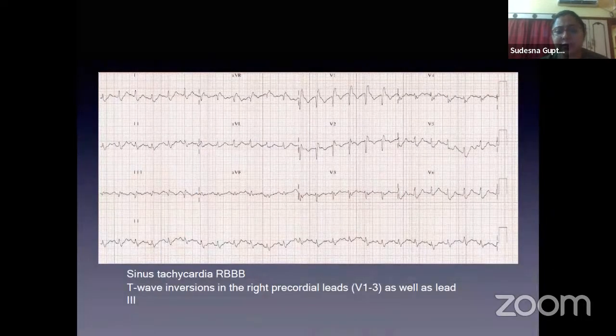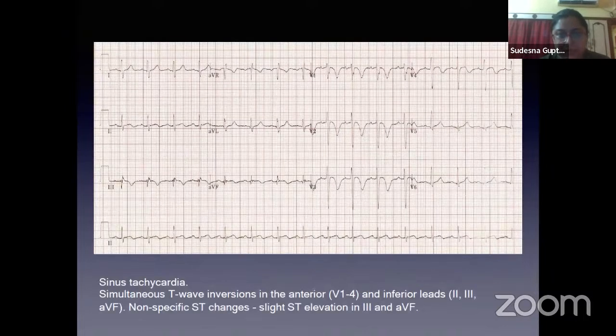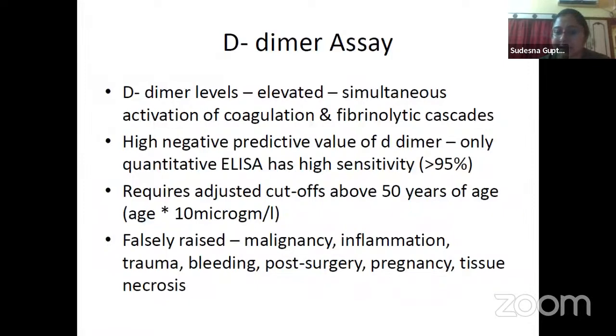I will show some of the ECGs that show the tachycardia, RBBB with T wave inversion, which is diagnostic of clinical pulmonary embolism. Next is the D-dimer assay.